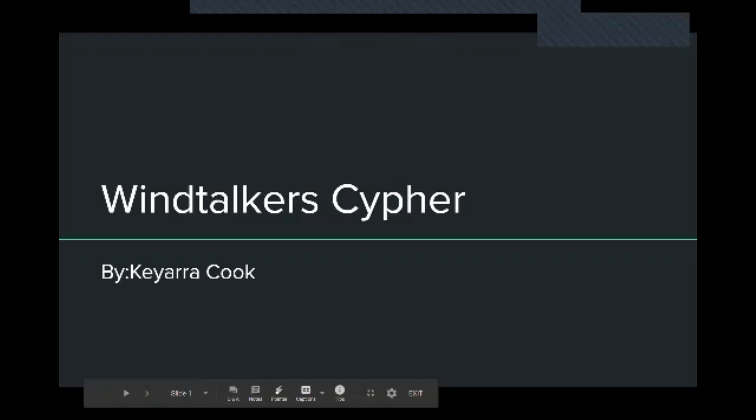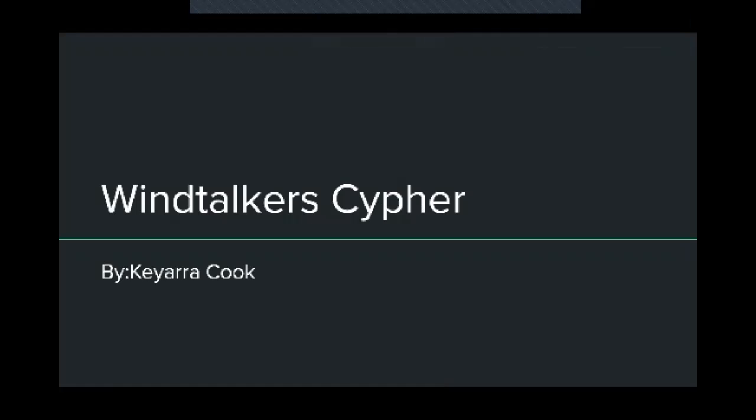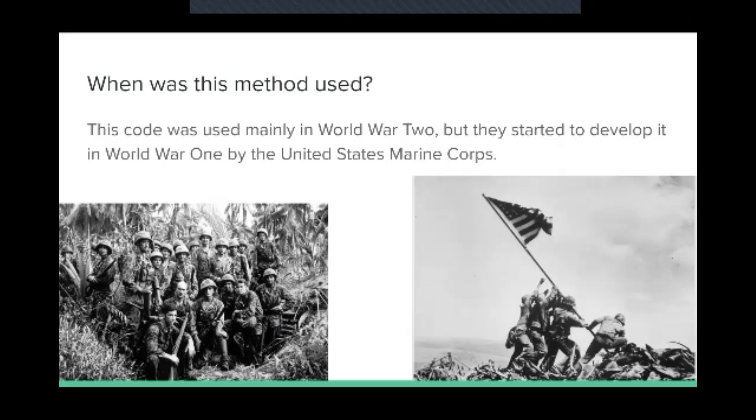So the cipher that I decided to do was the Windtalker cipher. Okay, so this method was used during World War II mainly, but they began to develop this code in World War I, and it was used mainly by the United States Marine Corps.